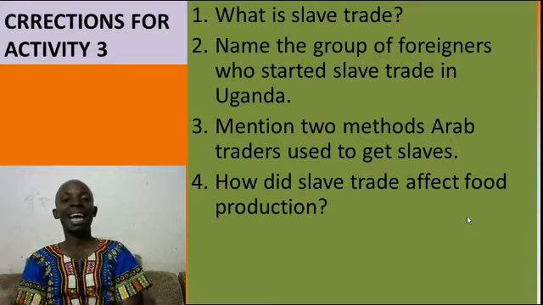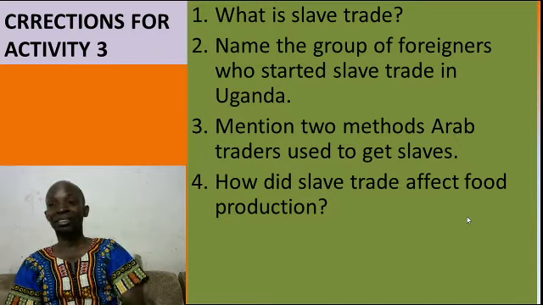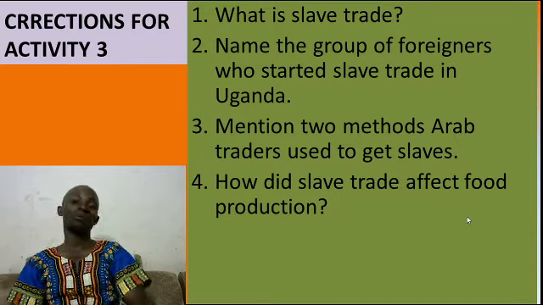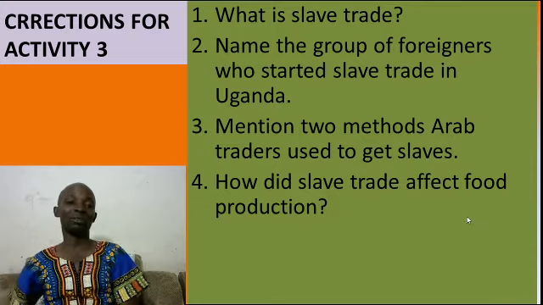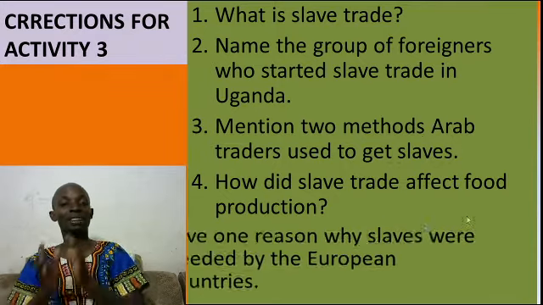Then we said, how did slave trade affect food production? We said strong men that would till the land, that would cultivate the land, were taken away as slaves. So it affected food production.